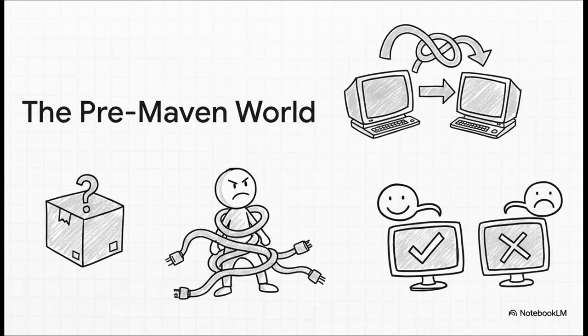And before tools like Maven came along, this wasn't just an occasional headache, this was the daily grind. You'd have library files just going missing. Builds would mysteriously work on one person's computer, but fail on everyone else's. And getting a new developer set up, that was a painful manual process. It all came down to that one dreaded phrase that every developer hates to hear: "But it works on my machine."